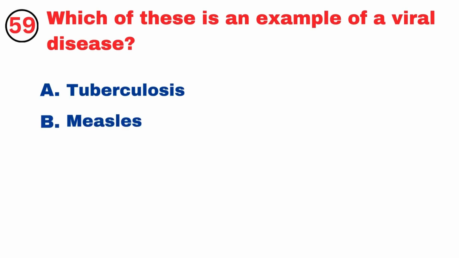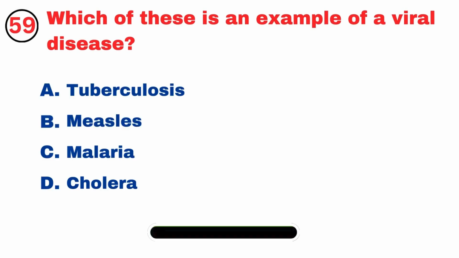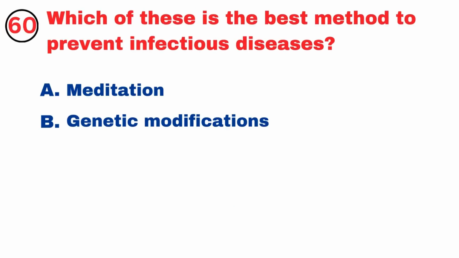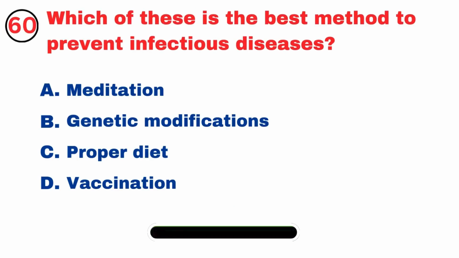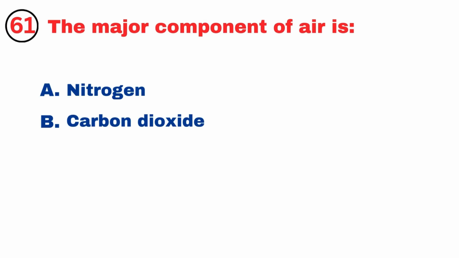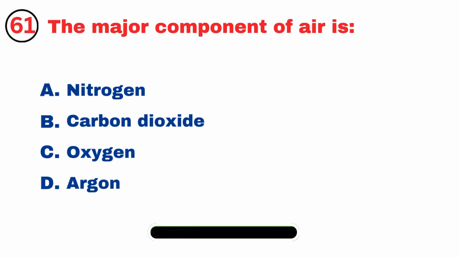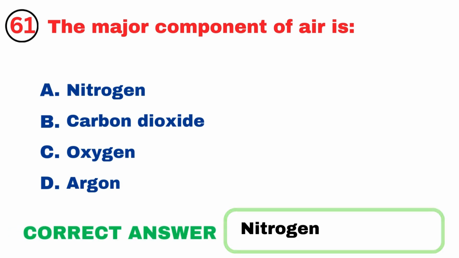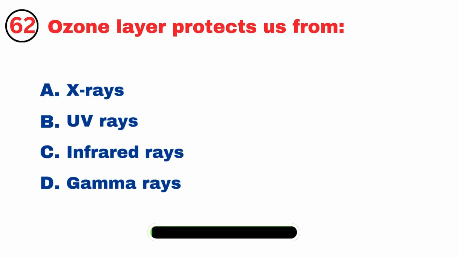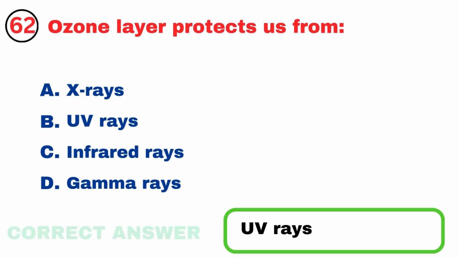Which of these is an example of a viral disease? Measles. Which of these is the best method to prevent infectious diseases? Vaccination. The major component of air is nitrogen. Ozone layer protects us from UV rays.